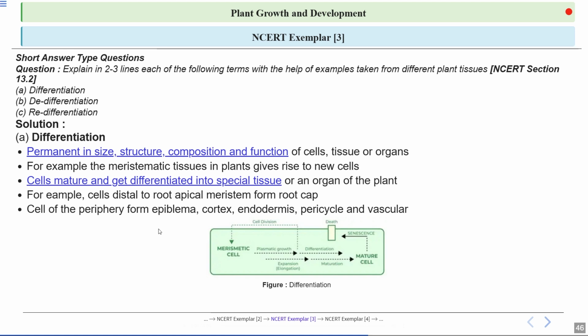Cell division forms the meristematic cell. The meristematic cell undergoes elongation and maturation and then forms the mature cell. So this is showing the differentiation.